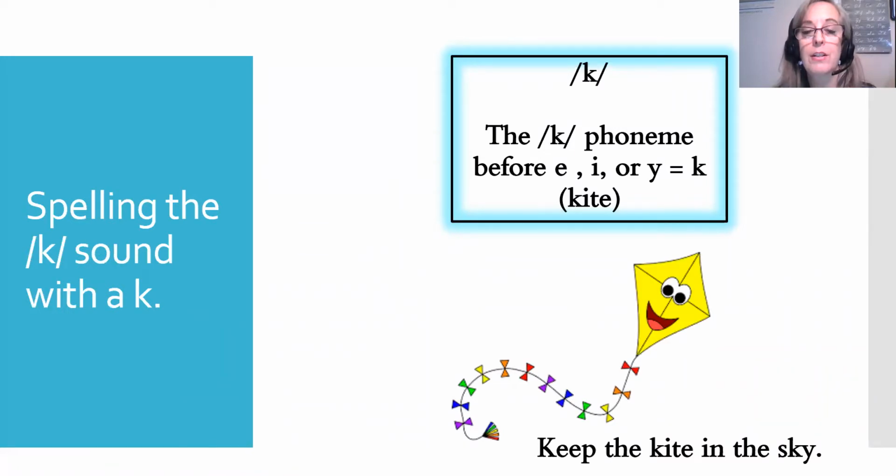Our first letter that we're going to spell, the k phoneme, is a K. Let's look at the rule box. The k phoneme before E, I, or Y is spelled K as in kite. Do you see my little sentence at the bottom of the screen that says keep the kite in the sky? I like to use that to train my brain that when I hear the E, the I, or the Y sound after a k sound, it's going to be spelled with a K.